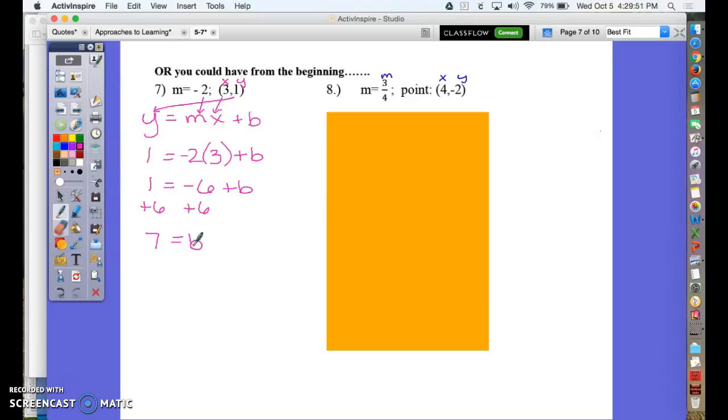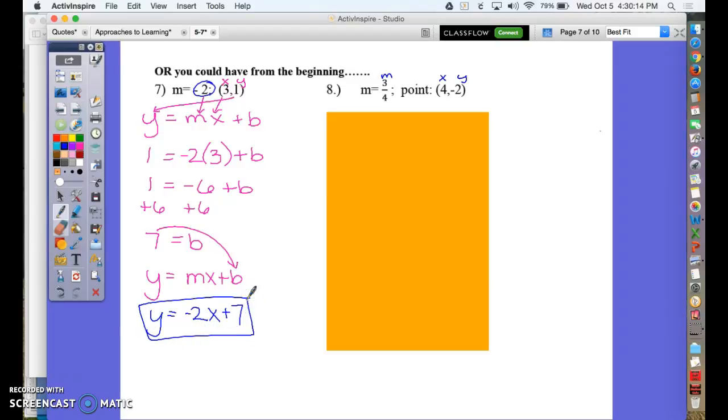This is the same problem as we did before, okay? So my y-intercept is 7, but how do I get my equation? Y equals mx plus b. Well, now you know your b. Where does m come from? Don't forget they gave it to you, right? So m is right up at the top, so we have y equals -2 x plus 7.